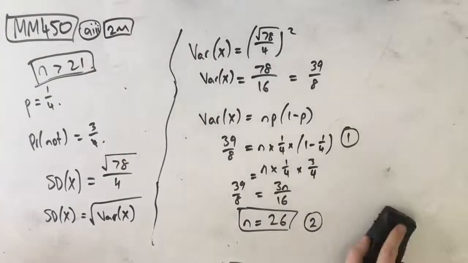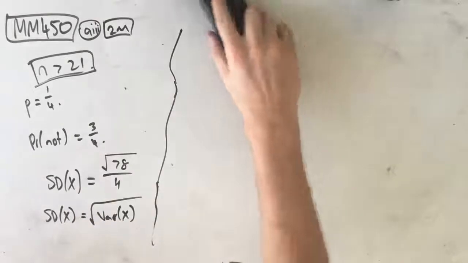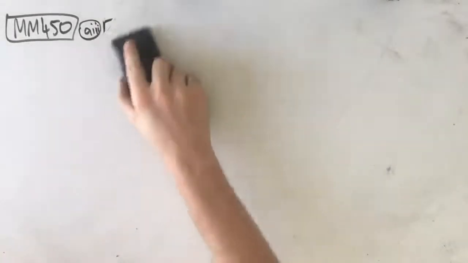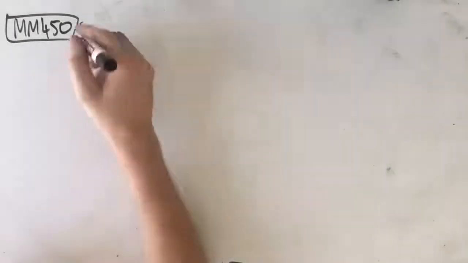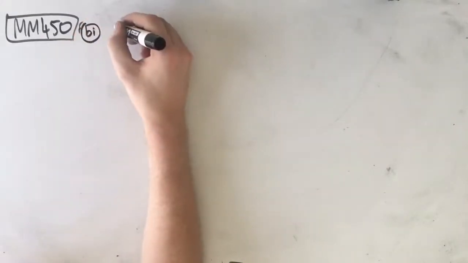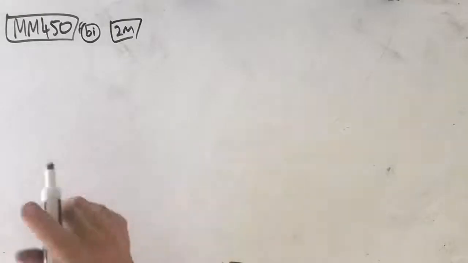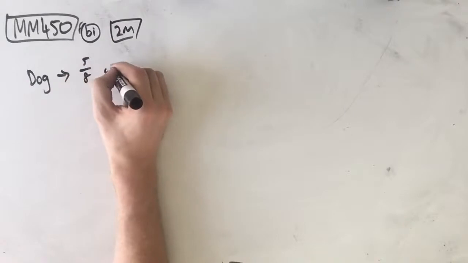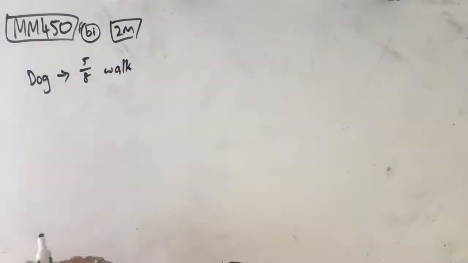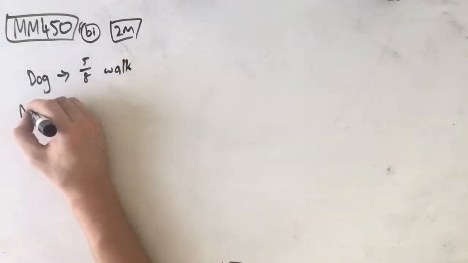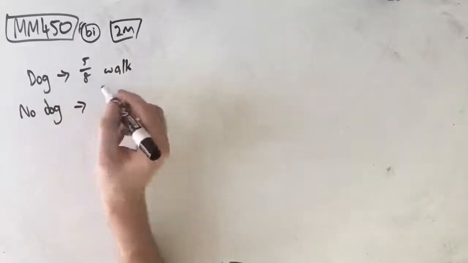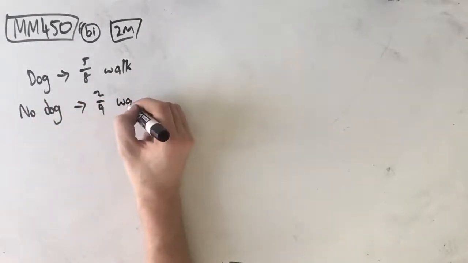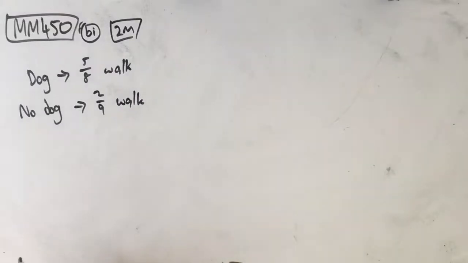Part B is moving completely on from this section, so I'm just going to rub all this out. We don't need this anymore. And part B, or part BI, I should say, is a 2-mark question as well. So it says, if a student owns a dog, the probability that they go on regular walks each week is 5 in 8. If a student doesn't own a dog, the probability that they go on regular walks each week is 2 in 9. Okay. If a student is chosen at random, what is the probability that they go on regular walks each week?